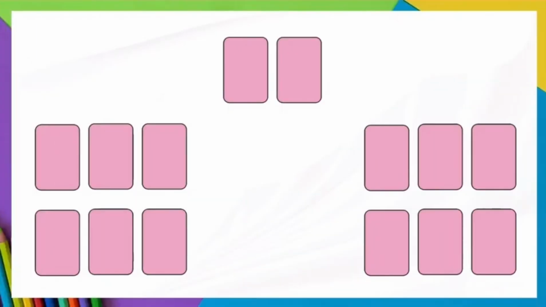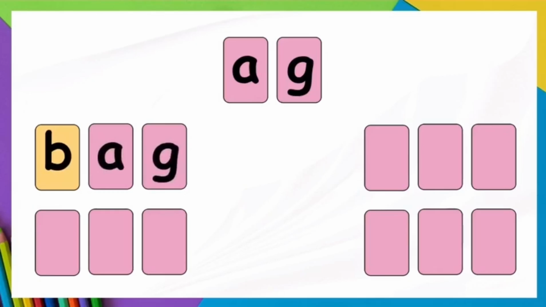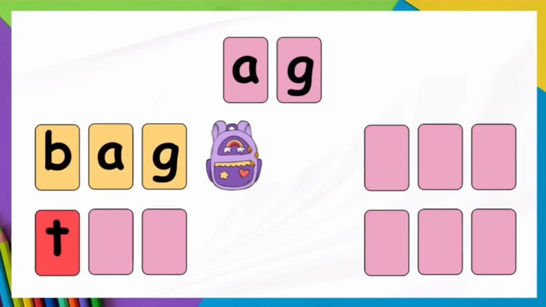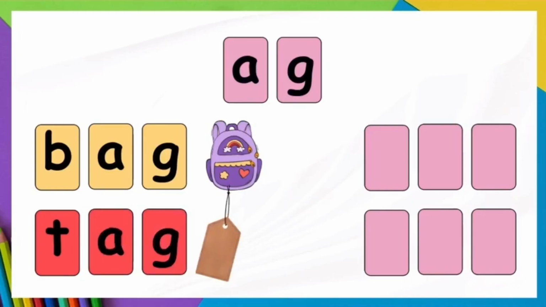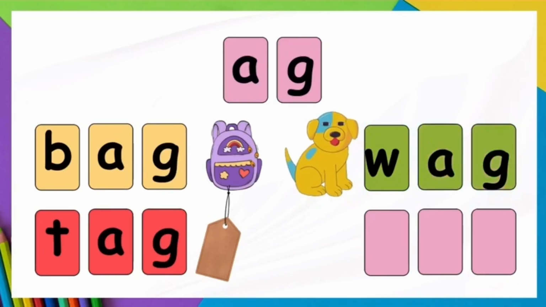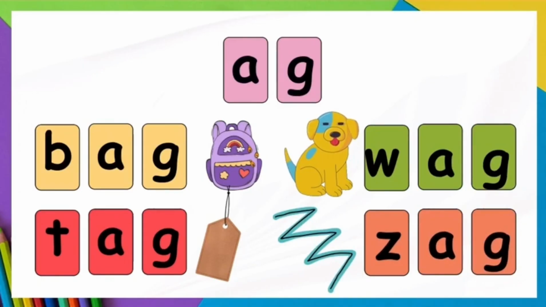Let's read those CVC words again. Ag, b, ag, bag, t, ag, tag, w, ag, wag, z, ag, zag. Great job!